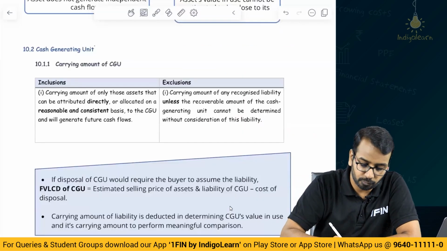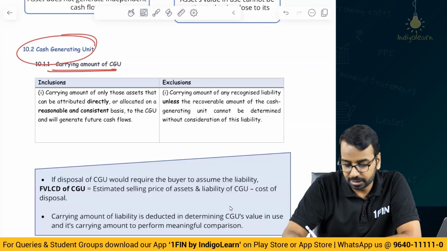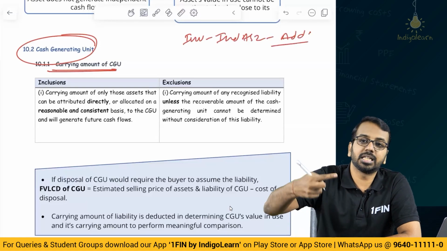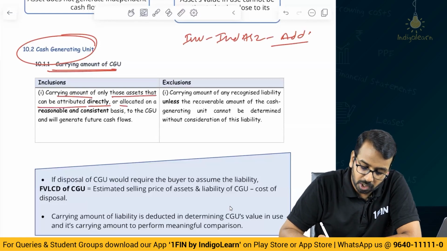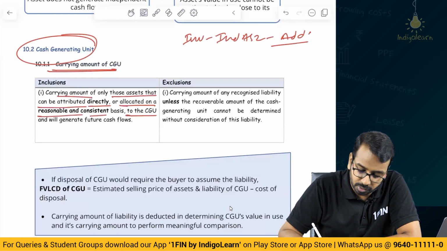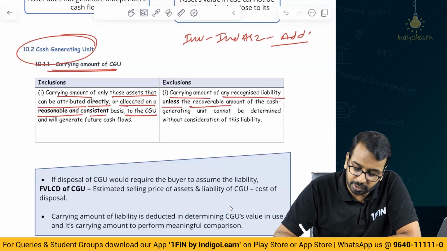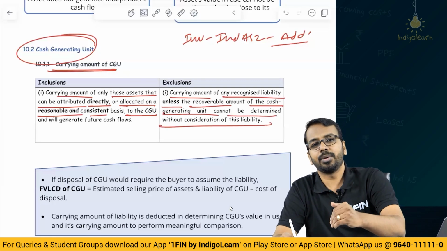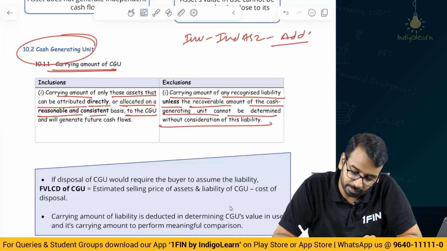Now when it comes to a CGU, for a cash generating unit, you have to determine the carrying amount because it is not a single asset. So here what you will take is, for example, there is inventory, you will value it as per Ind AS 2 and then you will add it to the value of the CGU. Like this, for all the assets, you will take the carrying amount of those assets that can be attributed directly or allocated on a reasonable and consistent basis to the CGU. Now what will you exclude? Carrying amount of any recognized liability unless the recoverable amount of the cash generating unit cannot be determined without consideration of the liability. So any liability that is there you will exclude unless you cannot determine the recoverable amount without considering this liability.